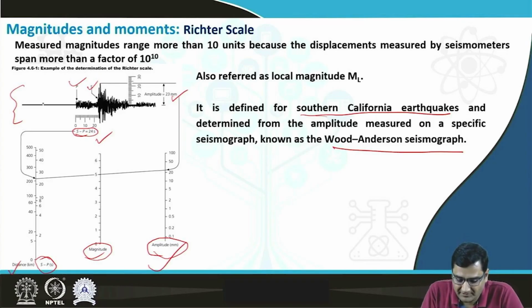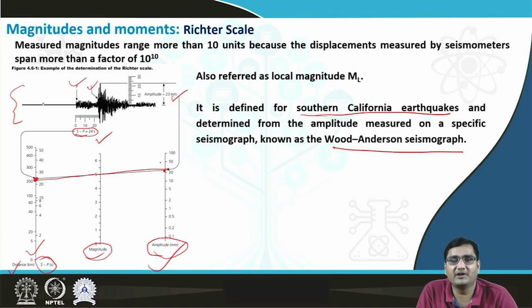So the concept is, you can mark the S minus P arrival time on the leftmost nomogram here, that is around this point, and you can also locate the amplitude 23 millimeter, that will come somewhere over here, and when you join these 2 points together, wherever the line intersects the magnitude scale will basically give you the magnitude of the earthquake.